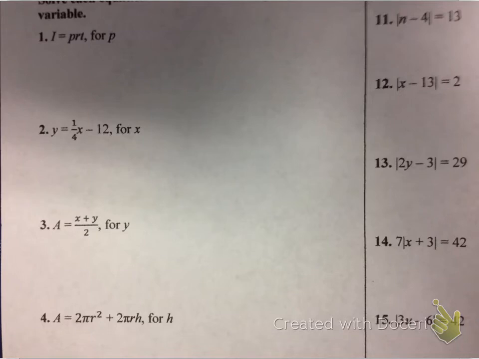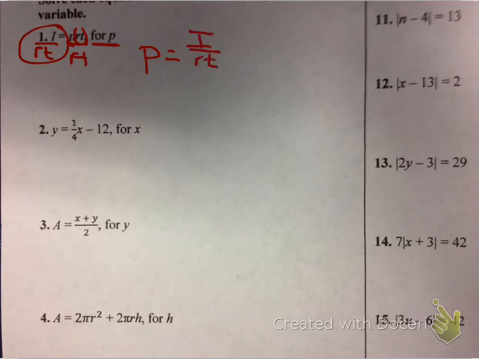Anyways, okay, so we're going to look at the literal equations here. On number 1, we want to solve for p. The key is we want this little p by itself. So what is rt doing to p? Well, r and t are multiplying, so I need to divide. That's all you can do. So p has to equal I divided by rt. We're treating these letters like numbers and just undoing to isolate the letter that we want.